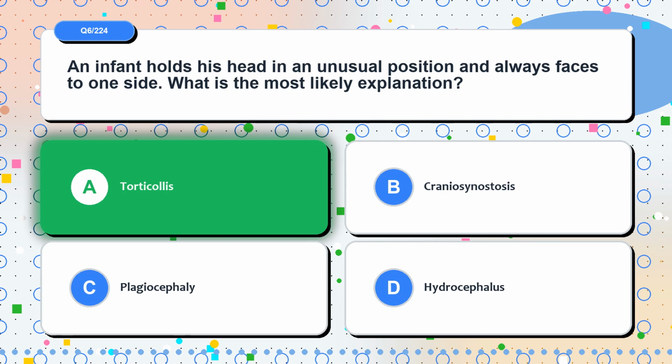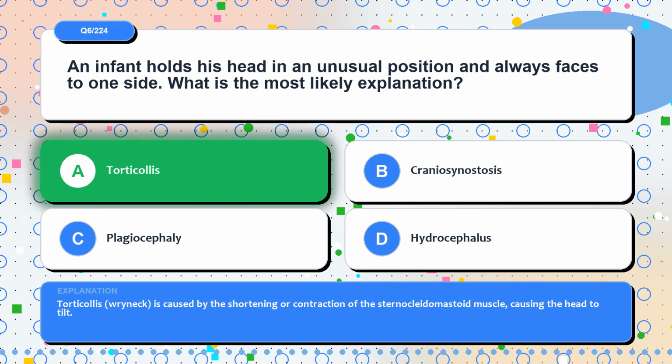The correct answer is option A. Torticollis. Torticollis is caused by the shortening or contraction of the sternocleidomastoid muscle, causing the head to tilt.